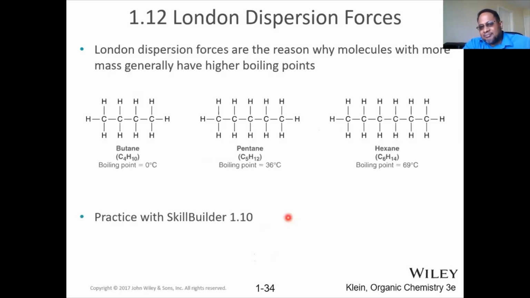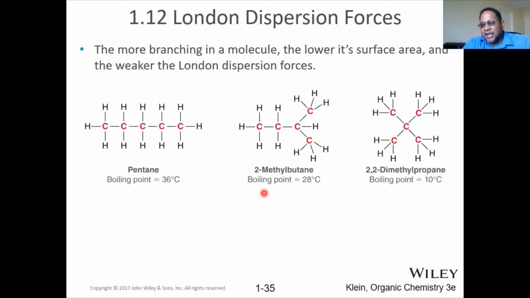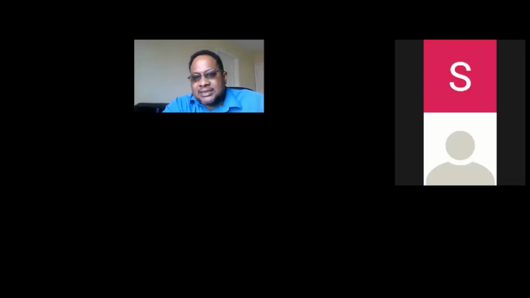Next up on dispersion forces is, as you increase the carbon chain length, you increase the surface area. And if you increase the surface area, it just means that you increase the connectivity of the dispersion forces, so that increases the boiling point. However, if you start to branch, as shown to the right, then that decreases the surface area and that decreases your boiling point. So that is your summary crash course of chapter 1.